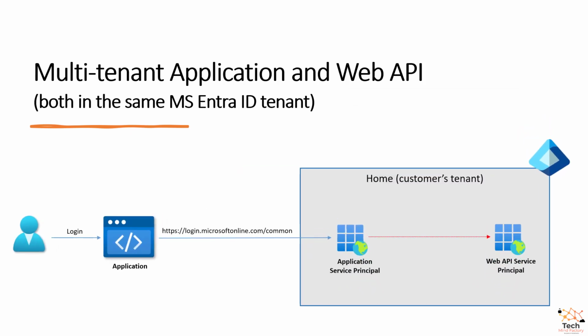So I would say in the final scenario, the user will authenticate, and both service principals were created: the application service principal and the web API service principal. The user can start using the application.